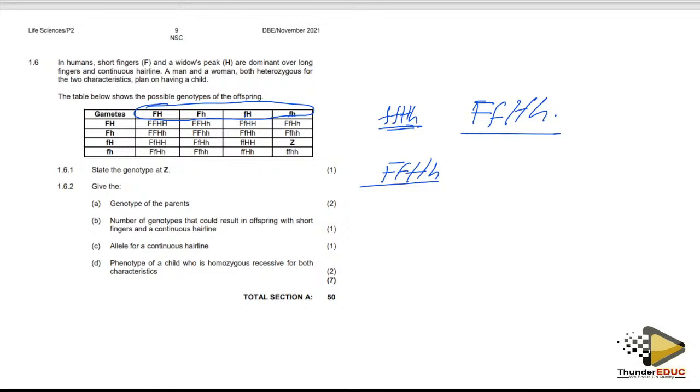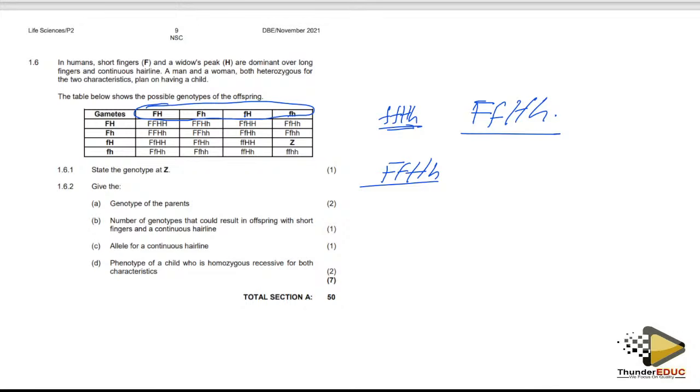Is long finger and continuous hairline. So that is it. So this is a dihybrid cross. If they ask you which type of cross this is, it is a dihybrid cross.